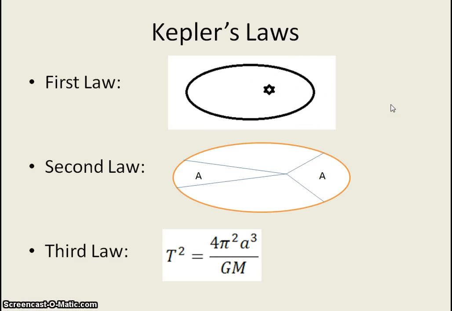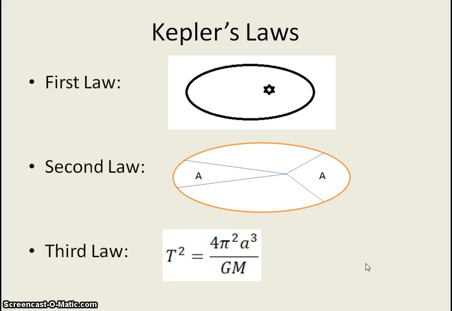The second law states that the line joining the Sun to the planet sweeps out equal areas in equal times. So what that means is that both these A's will be equal if the time it took for the planet to go from here to here is equal to the time it took from here to here.